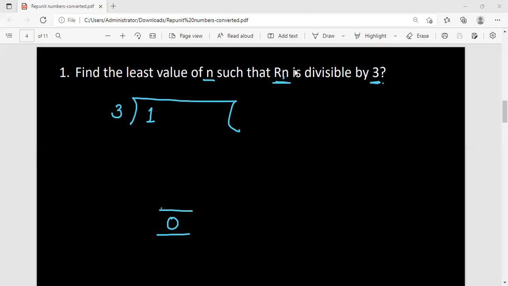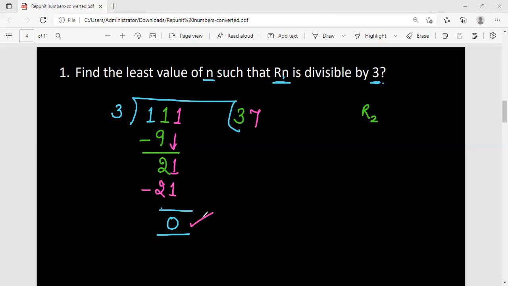So what should I do? I should go further. I'm introducing one more 1. So what I'm writing here is R2. I can see 3 3s are 9. What is the remainder I'm getting? 2. But my focus is 0. That's why I will not stop here. I'll go further, which means I'll take one more 1. So 1 is coming down. 3 7s are 21.